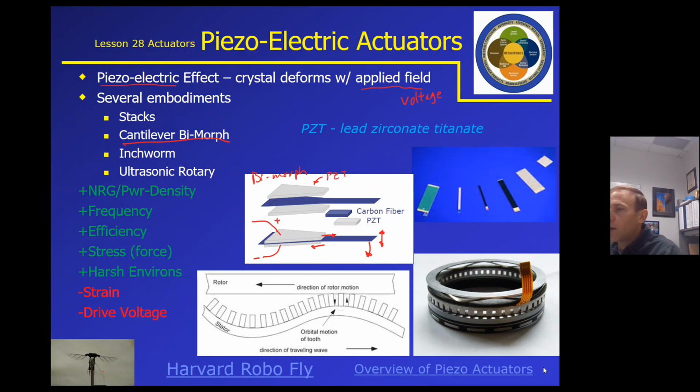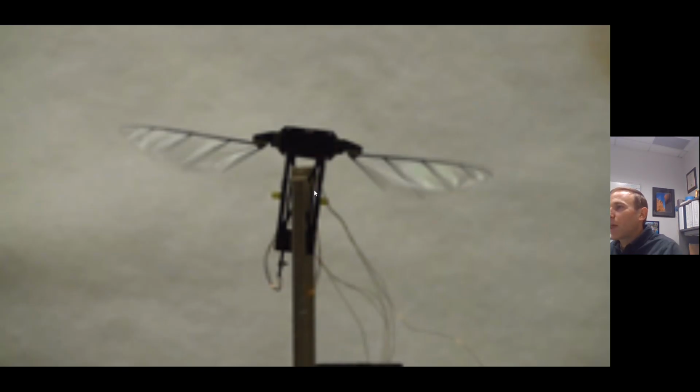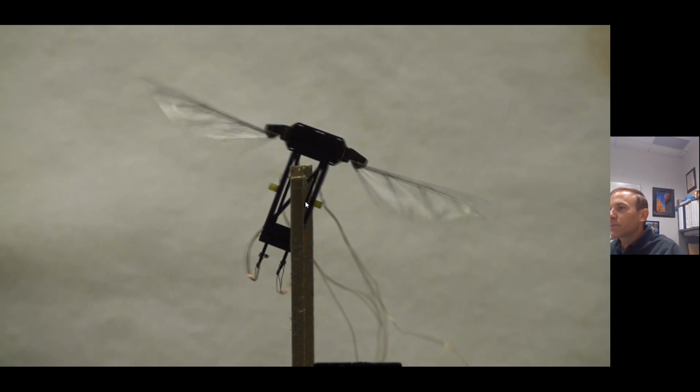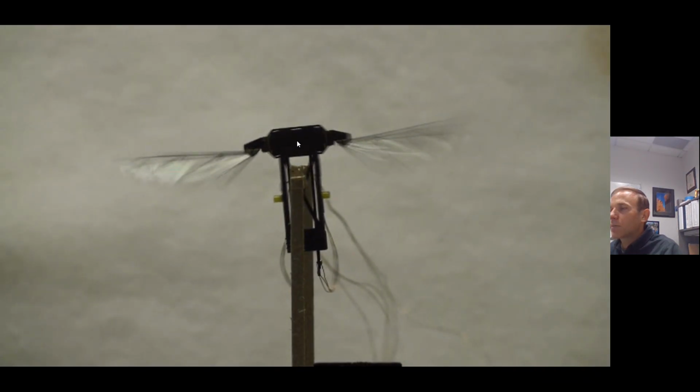Show a video. So here's a video from my PhD work. This is one of my flapping wing micro air vehicle prototypes, and these are piezoelectric bimorph actuators here in the middle of them that's causing these wings to flap. And this was a test to test out some control schemes.